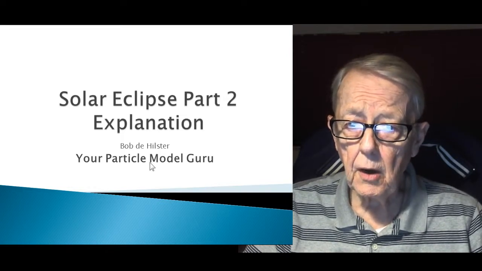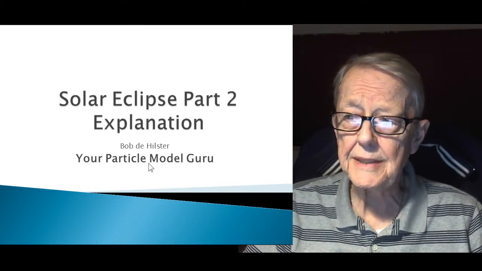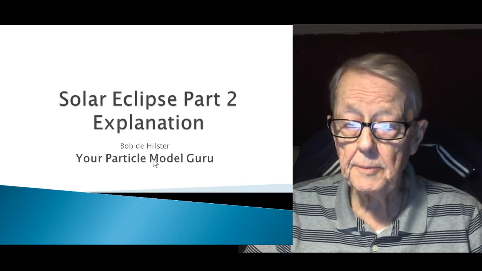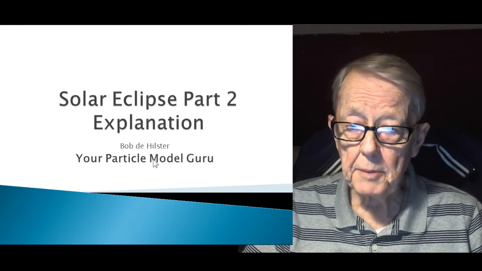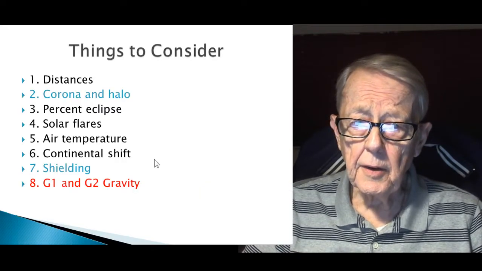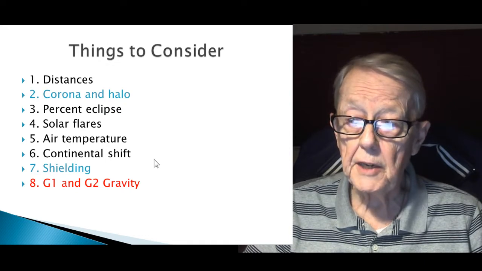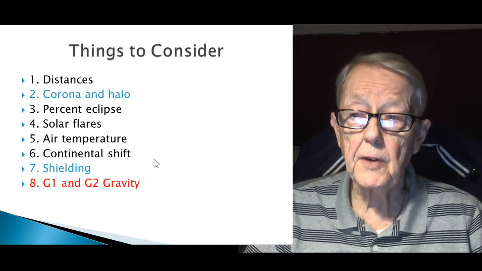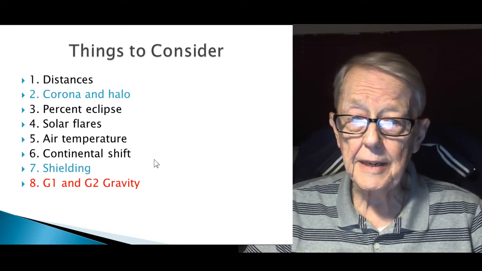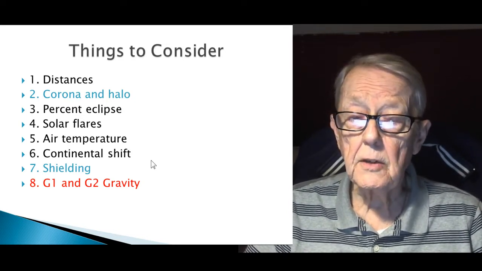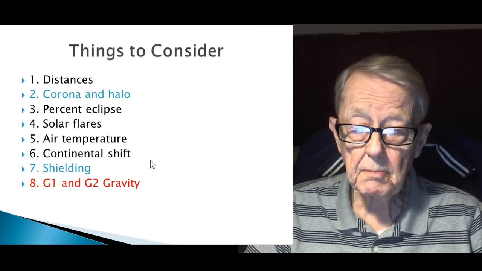Today we're going to talk about the solar eclipse. This is the second and last part where I try to explain what's happening. And at the end of the last video, I listed all these things that could affect it. It makes it very difficult to get identical eclipses. Very difficult to try to explain it.